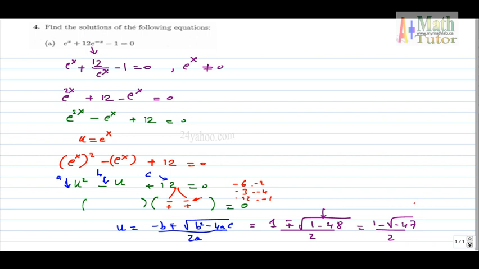And this is impossible because we can't have a negative number inside the radical. This means there are no such values. There is no value for u. No u means I can't solve this equation. So we say no solution. This means that there does not exist any value of x that satisfies this given condition or this given equation.